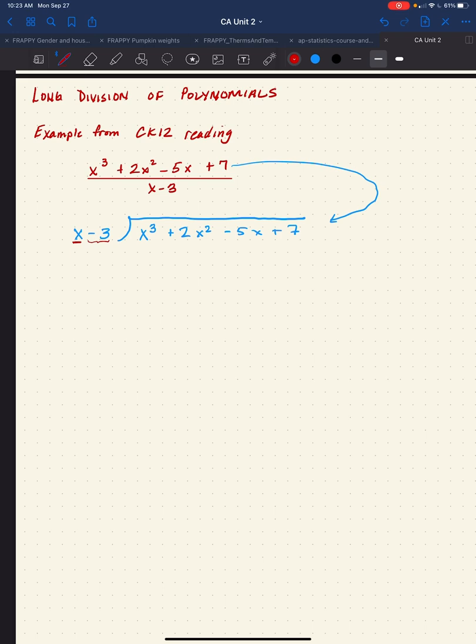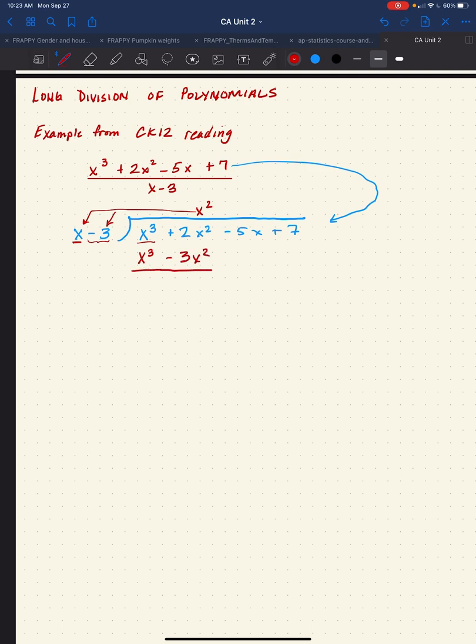So x goes into x cubed x squared times. I'm going to place that over the x squared term. All right, and then I'm going to now take that x squared term and multiply it back to both of these. The trick to that is that if I've done it right, then the first term should absolutely cancel out the leading term from before. So x squared times x is x cubed, and then x squared times negative 3 is negative 3x squared.